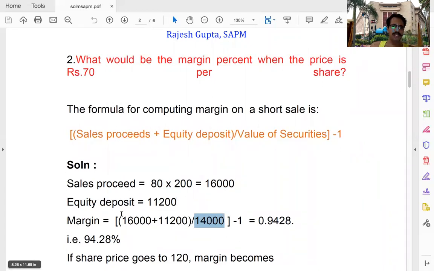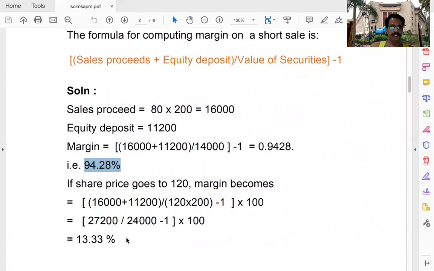So this margin is sales proceed. That is how much is the money that you got after selling those stocks at rupees 80. You got 16,000 plus whatever you have deposited with the broker divided by 14,000, right? Since the denominator goes small as the share price falls, so your margin keeps on increasing, and the margin here is 94.28% as we calculated here.